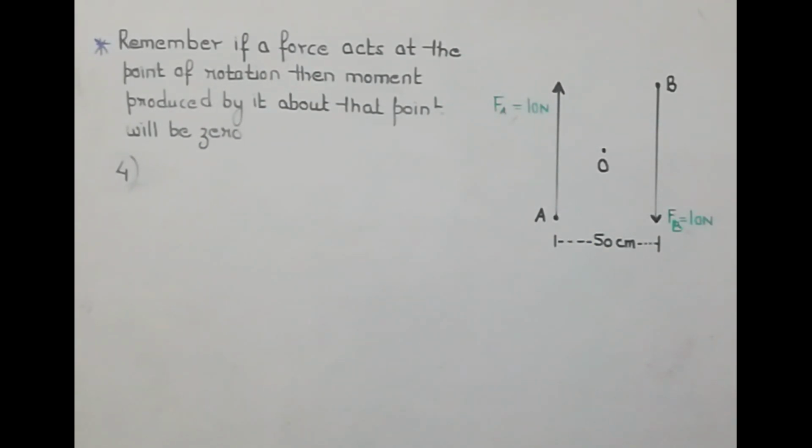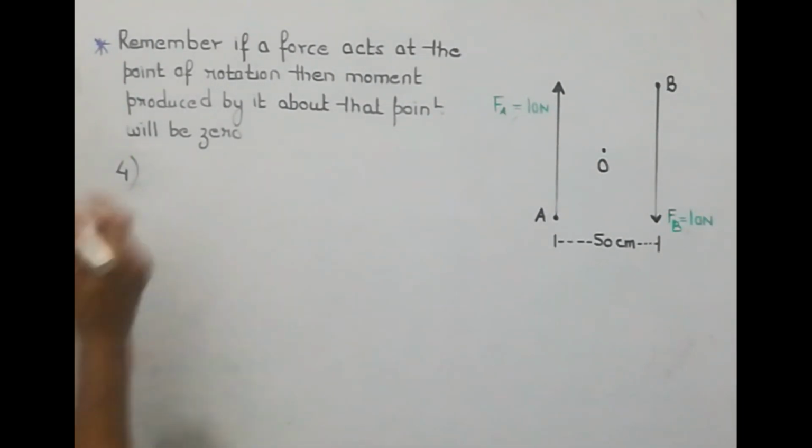Okay, now if this point is clear to you, let us start with this question. In the first part, what have they asked us? They have asked us to calculate the resultant moment of the two forces. That means we have to calculate the moment produced by Fa, the moment produced by Fb, and then find the resultant. And the first point of rotation given to you is A.